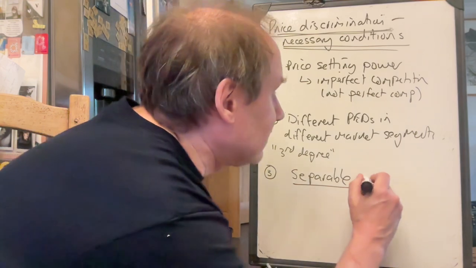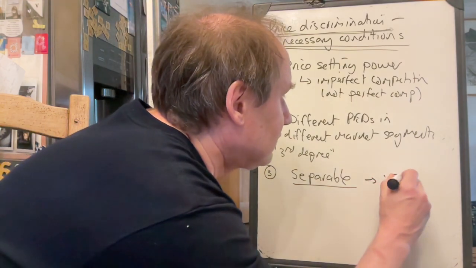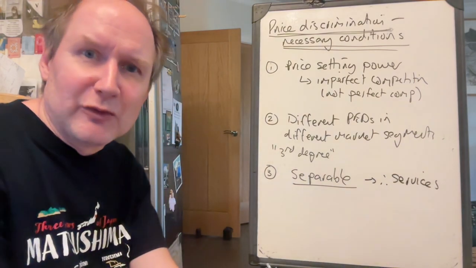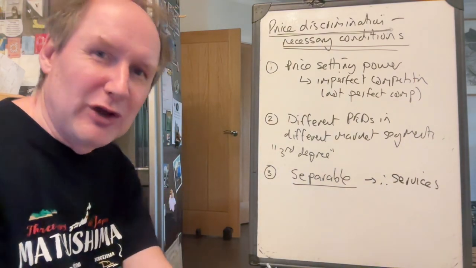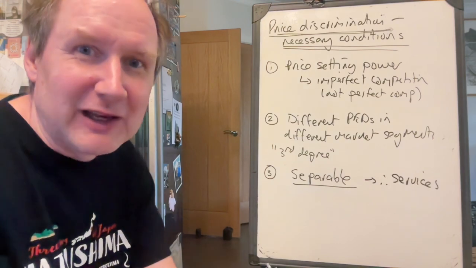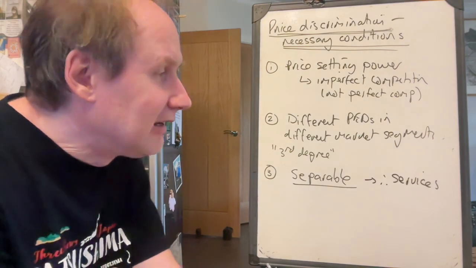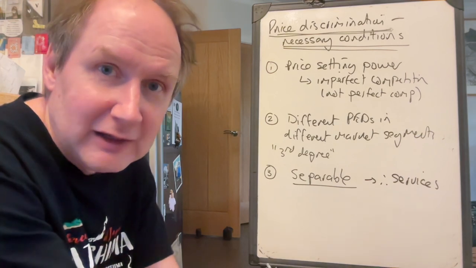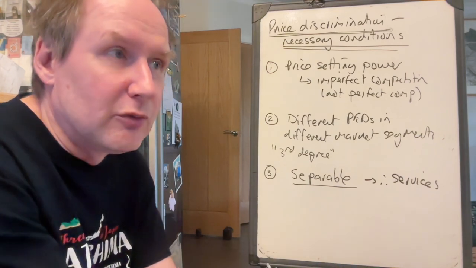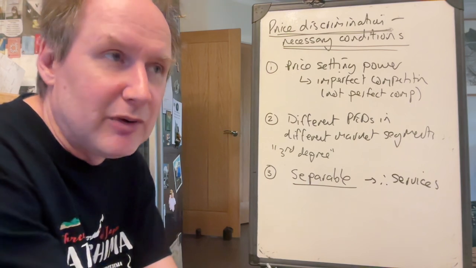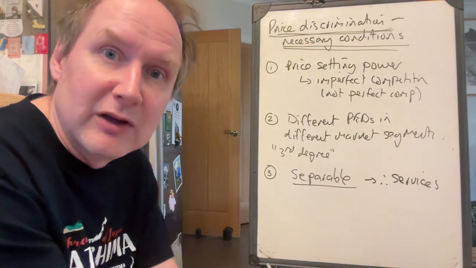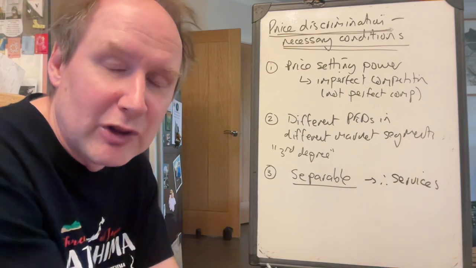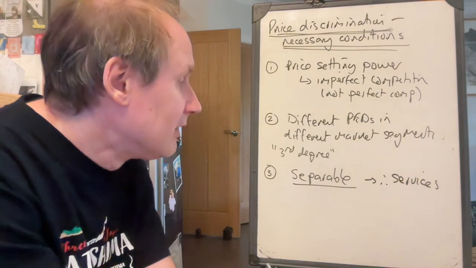And what that means is that therefore it tends to be services, because I can't resell a haircut. I can't go and get myself a cheap haircut and then resell it to you. It doesn't work that way. So the point at which you get the thing is the point at which you pay. Whereas with products, the danger is always that somebody buys in the low price market and then simply takes that product and resells it to people with lower price elasticity of demand, with more income.